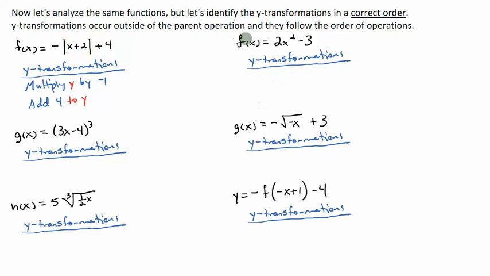In our second example, the parent is the square function, and what's being squared here is x. So everything happening outside of the square is a y transformation. So we've got multiply by 2 and subtract 3. Those are my y transformations. So multiply y by 2 and subtract 3 from y.